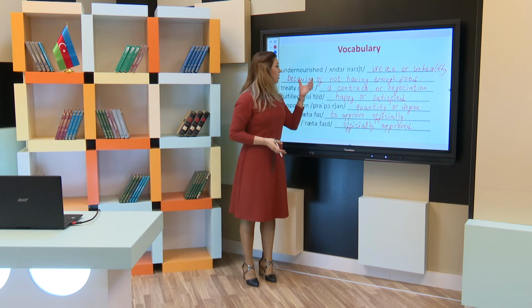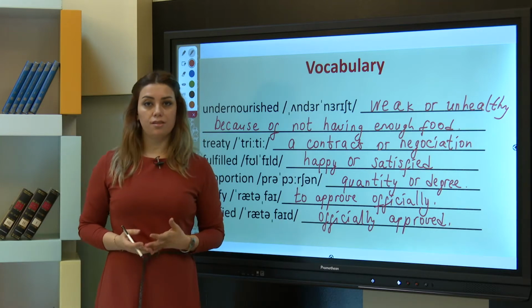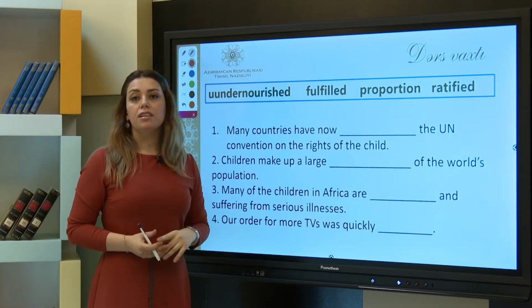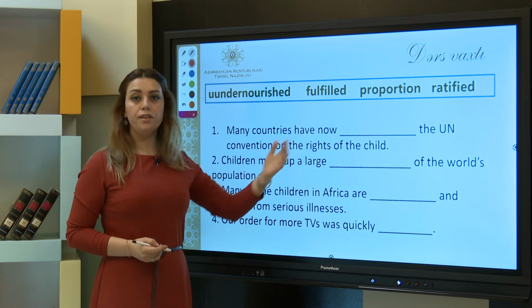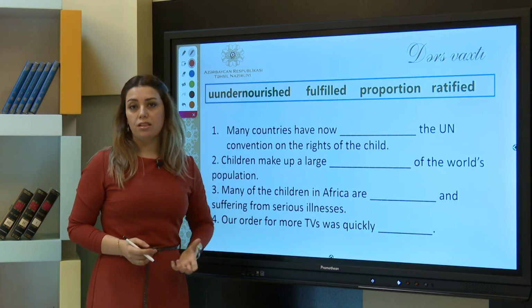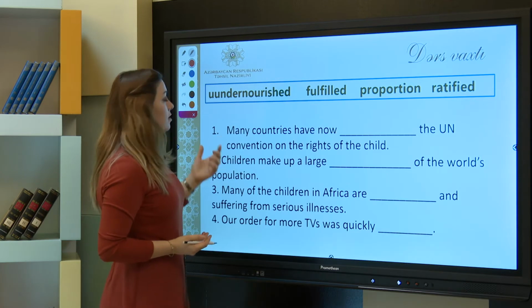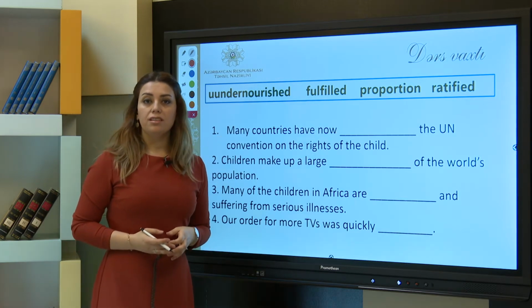After learning the pronunciations and definitions of the words, now we are going to do one exercise where we will practice using these words. We can see some words. Again, undernourished, fulfilled, proportion, ratified. I didn't put all the words here, but in your books you have more words. I would like you to practice in your books too. Now, let's complete this exercise by filling the gaps.